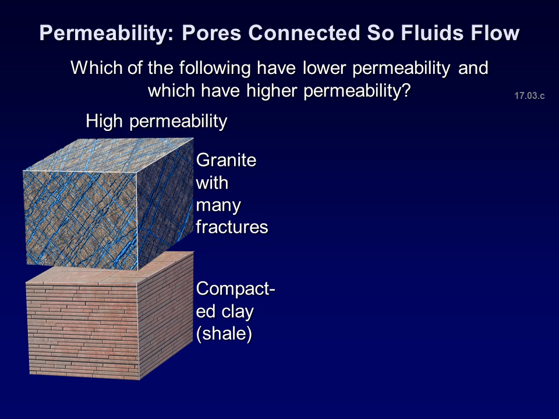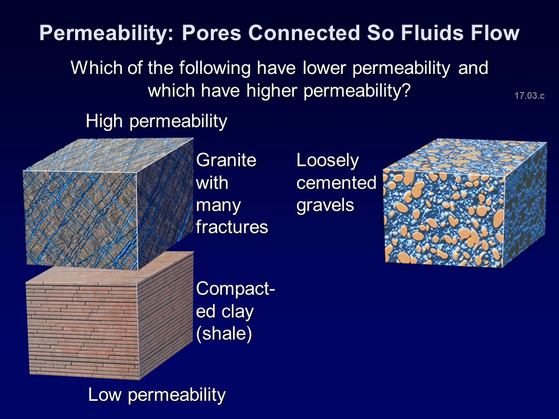What about this bottom image, compacted clay, which is just shale? Okay, in the previous example, we had uncompacted clay that was just going every which way and had plenty of pore space, but now this has been compressed. So all of those pore spaces have been flattened out. So compacted clay or shale has some of the lowest permeability. Okay, so you're not going to get water that's going to flow through a shale, while it will be able to flow through this granite with many fractures.